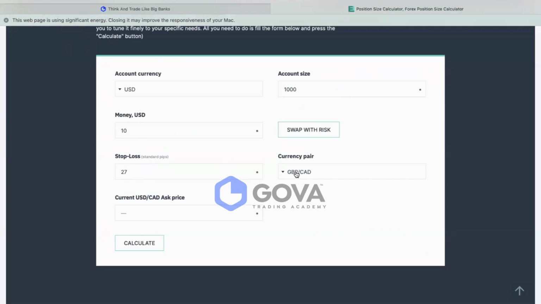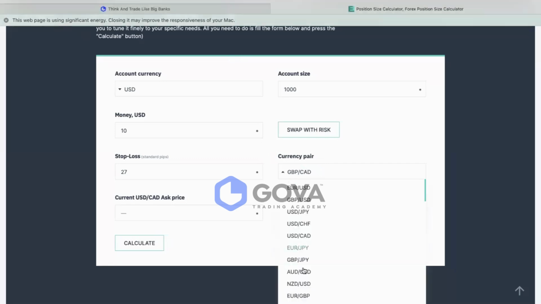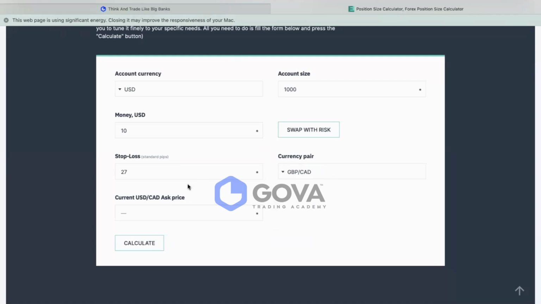Now remember the pair we are analyzing. Whatever currency you are analyzing, put the name of the currency here. You can search for the name of the currency through the dropdown. You can see there are many currencies here. These are the only currencies you can use the Forex calculator on. All right, so that is it.